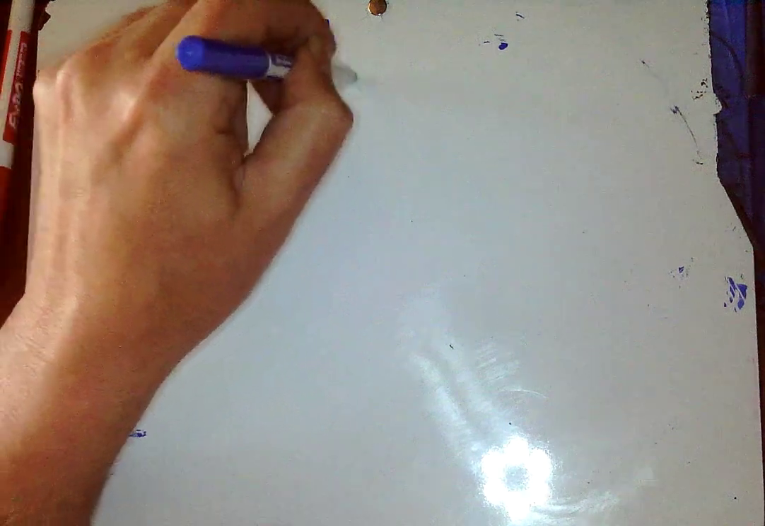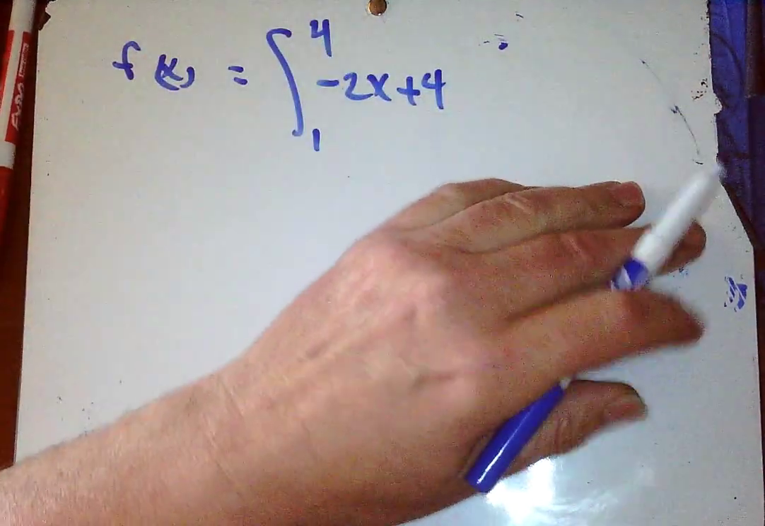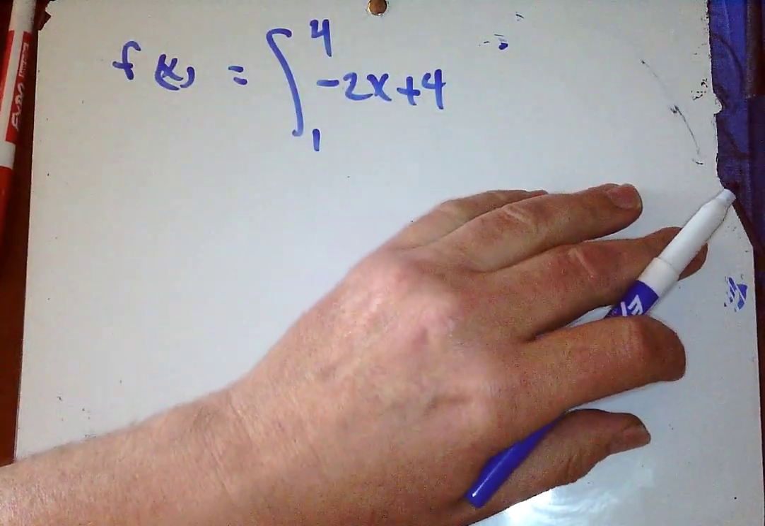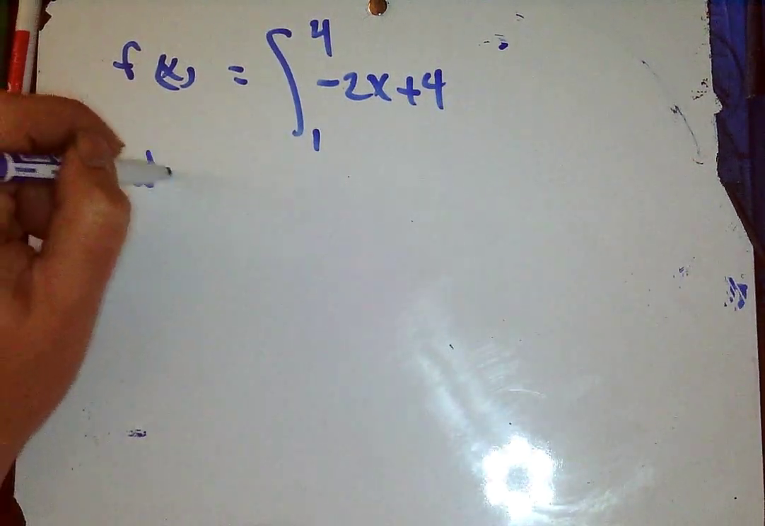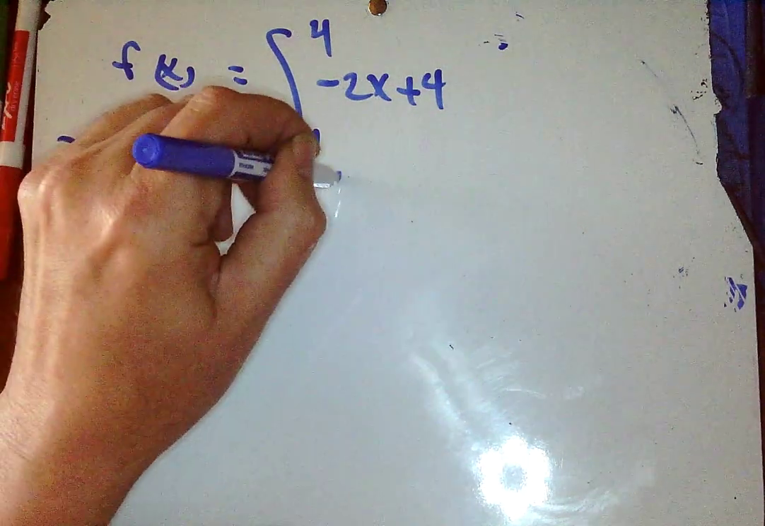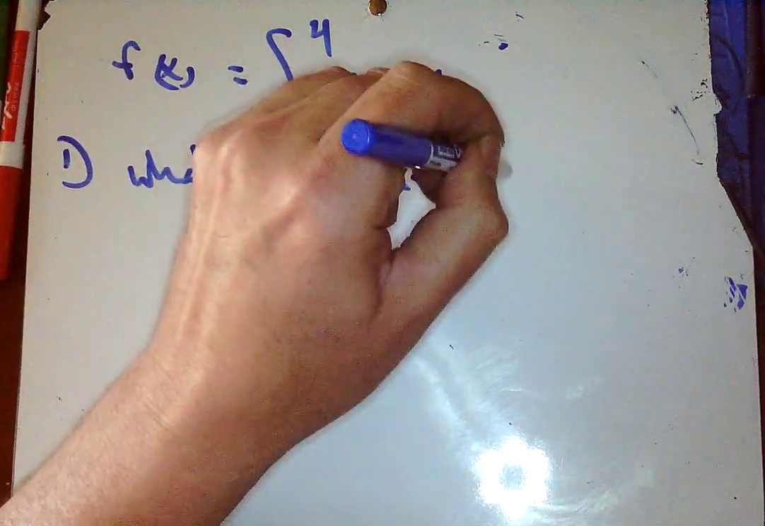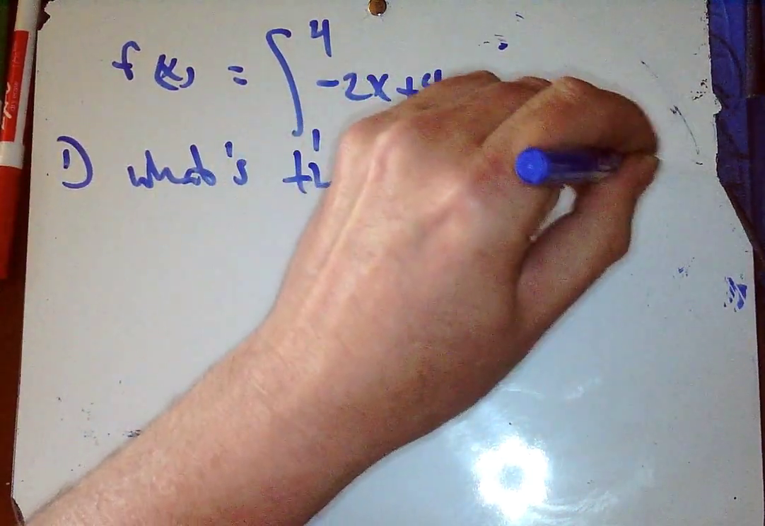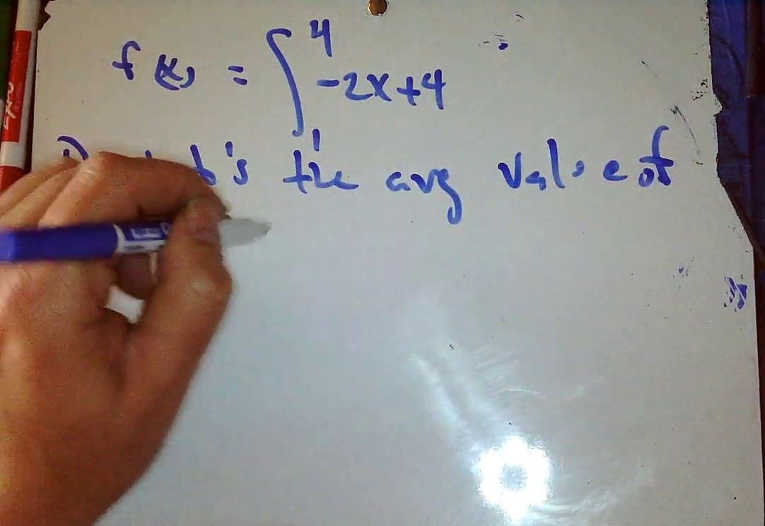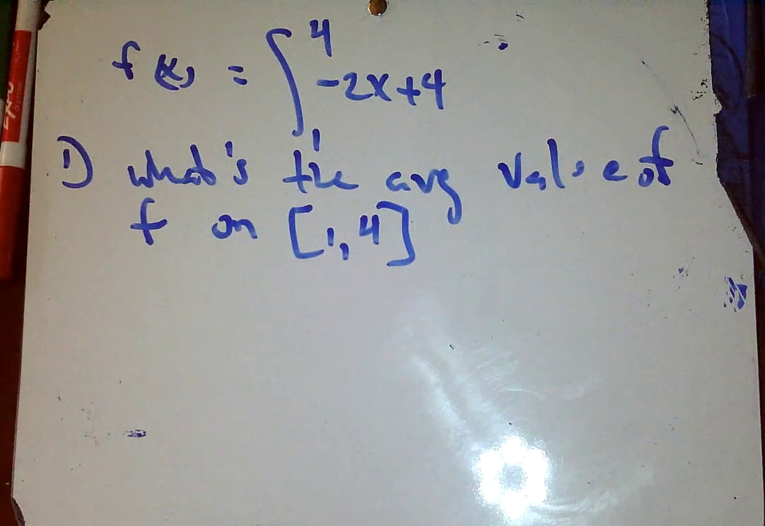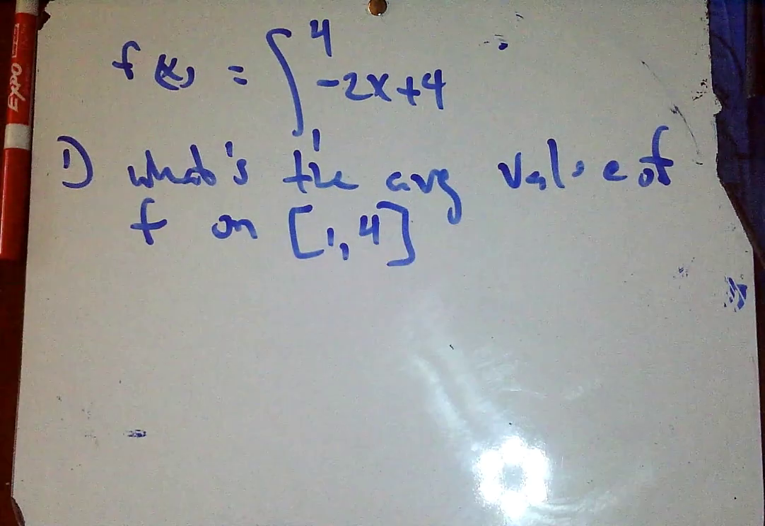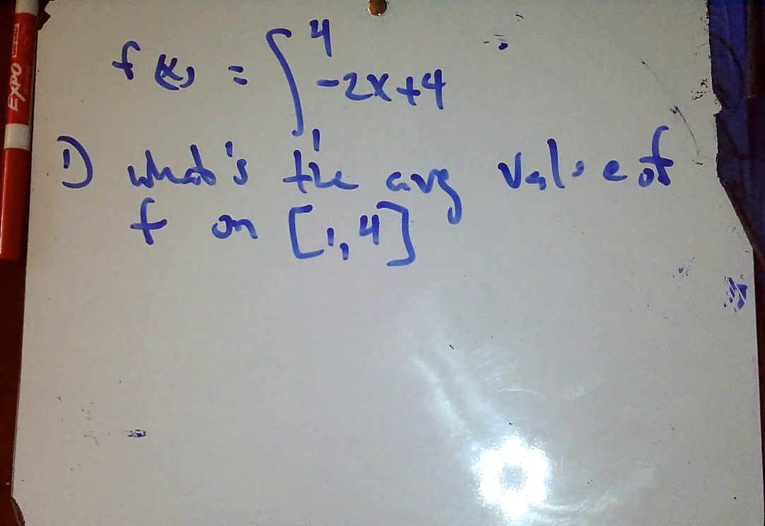Like, okay, we've got donuts per hour, we've got 1 to 4, we've got this function minus 2x plus 4, and now I want you to answer some more mechanical questions, like 1. What's the average value of f on 1 to 4? And how will we figure that out? Please do that if you can, and come back when you're done.